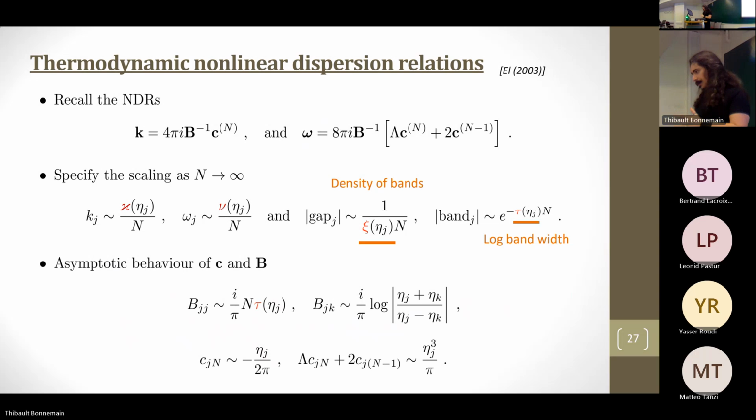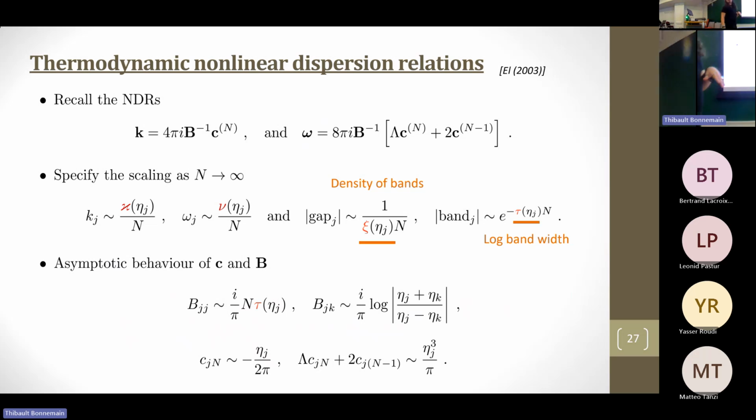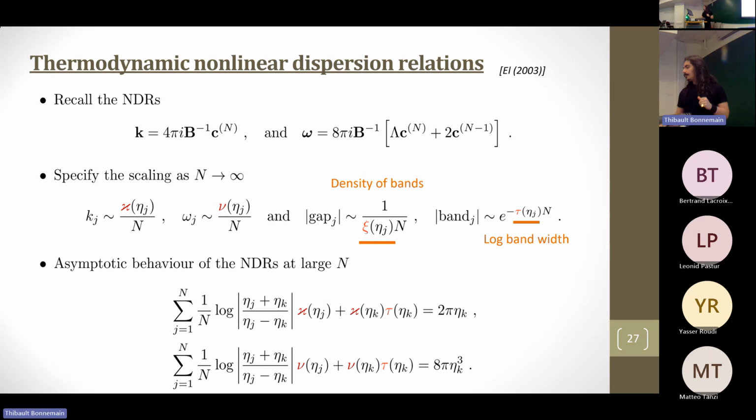So the expressions, and in particular, I want to show this because interestingly, we naturally see the soliton scattering shift appear here from the Riemann period matrix. But putting all of this together, we finally get the asymptotic behavior of the nonlinear dispersion relations, which, given the logarithmic bandwidth tau, specifies the wave numbers and the frequencies through kappa and nu.